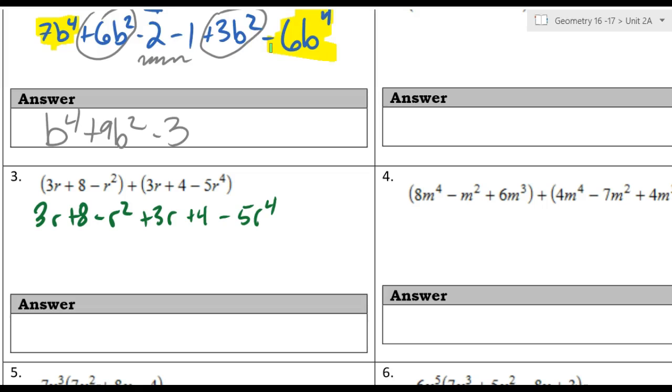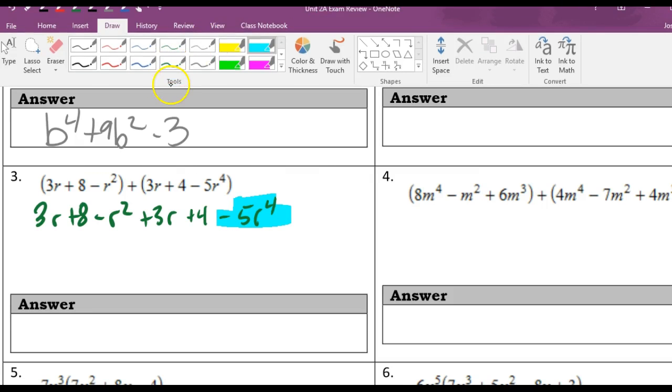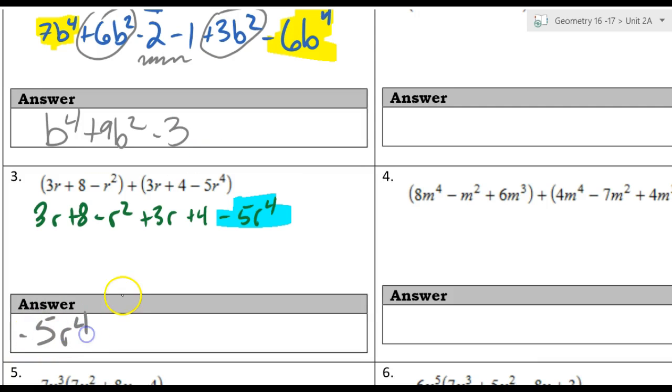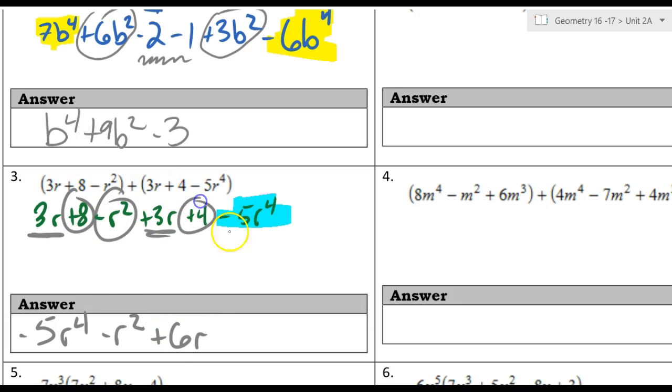And then I go about the same thing we just talked about, starting with the largest exponent, which is -5r to the fourth. And then I start with my r squared, which is just -r squared. And then I go with my regular r's, 3r plus 3r is 6r. And then 8 plus 4 is 12.